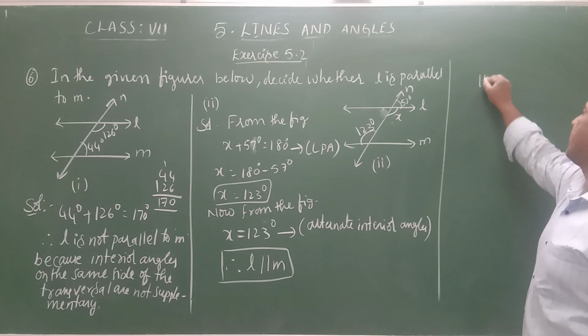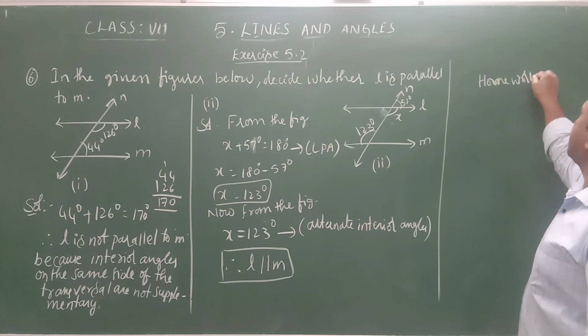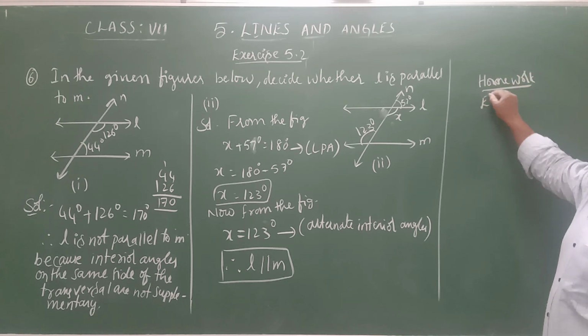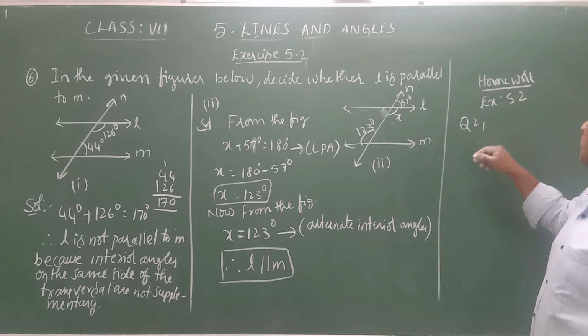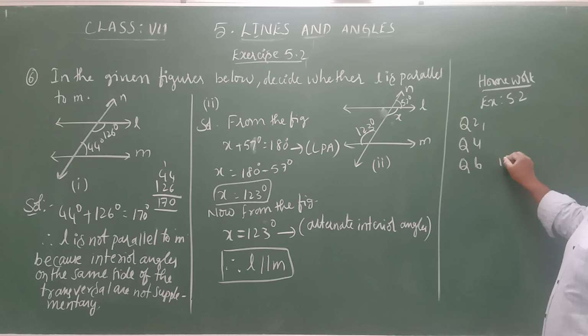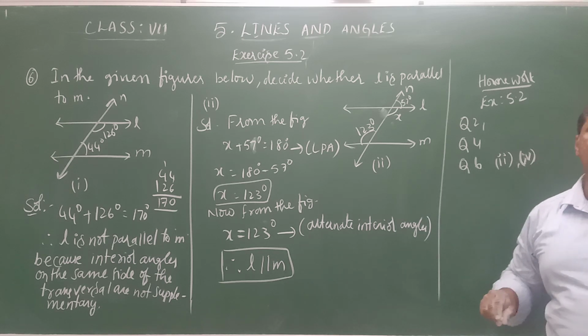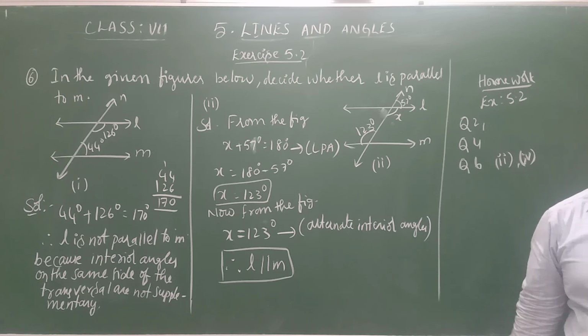And your homework: we have exercise number 5.2, question number 2, question number 4, and question number 6, the second bit and the fourth bit. This is your homework. So please complete the given homework and thank you very much.